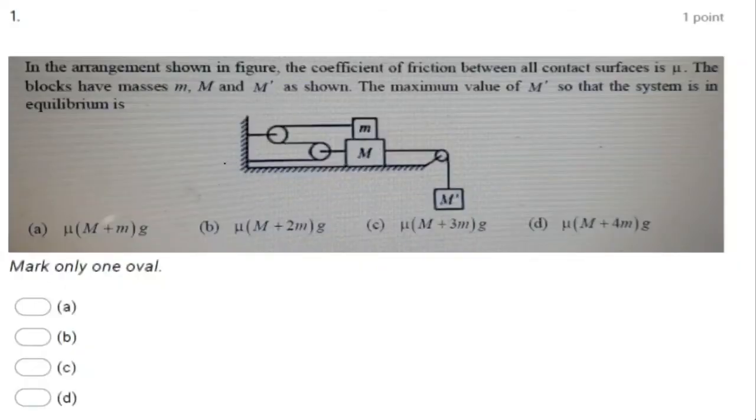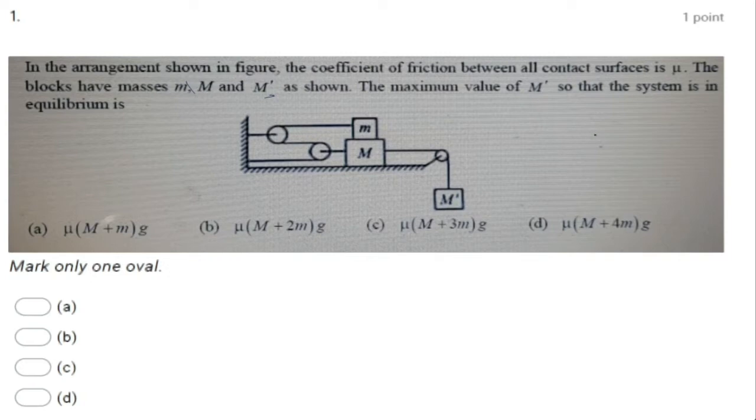Now let's discuss question number 1. In the arrangement shown in the figure, the coefficient of friction between all contact surfaces is mu. The blocks have masses small m, capital M and m dash as shown. What is the maximum value of m dash so that the system is in equilibrium?